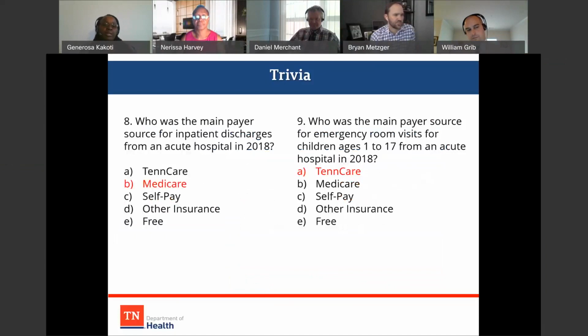So who was the main payer source for inpatient discharges for an acute hospital in 2018? It was Medicare, almost 50%. I think that's what the numbers were showing or more.